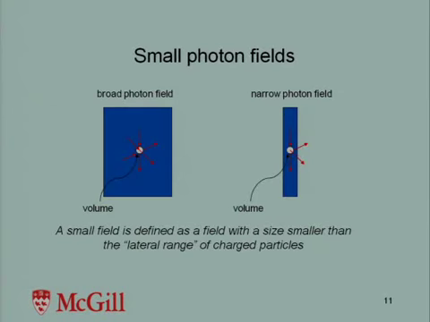Some definitions and nomenclature, and some jargon that gets used in this area with increasing frequency. So one can talk about a broad field, in which case we have lateral charged particle equilibrium, and a narrow field. In these kinds of conditions, one would have problems with achieving lateral charged particle equilibrium, and a small field is defined as a field with size smaller than the lateral range of charged particles.